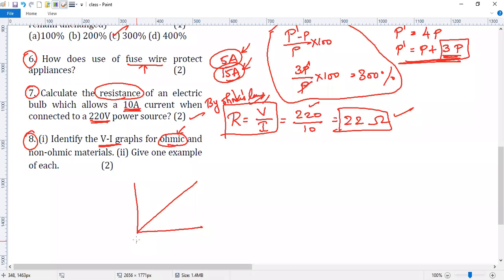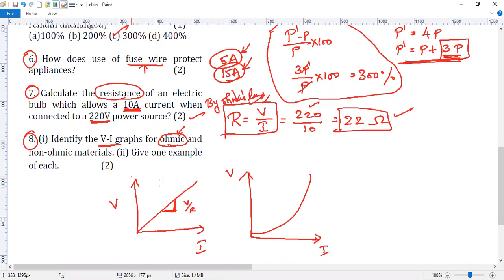You know that for sure. Correct? It will be a straight line which is having a definite slope, because V by I is R. So V you will take along this axis, I along this axis, and therefore its slope will be a fixed value, V by I. Okay? So this is for ohmic. For non-ohmic, it does not follow this, so when you plot V and I, it will be a curved graph. It will not be a straight line graph. Okay, this is for non-ohmic material.